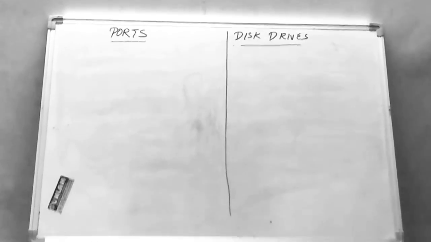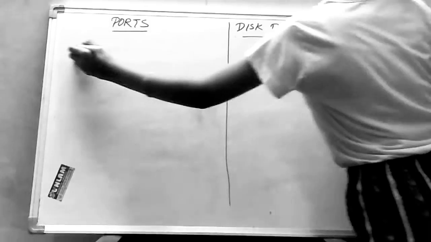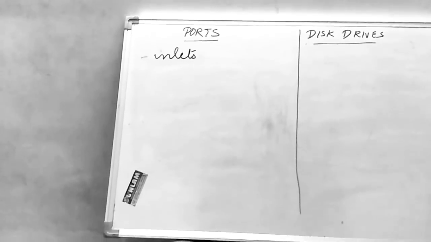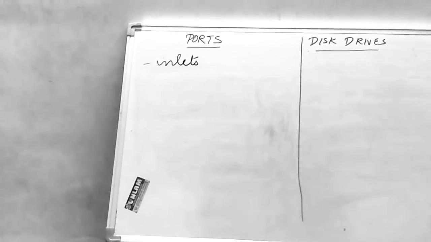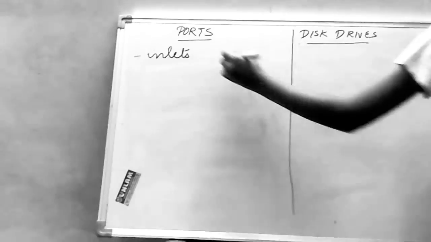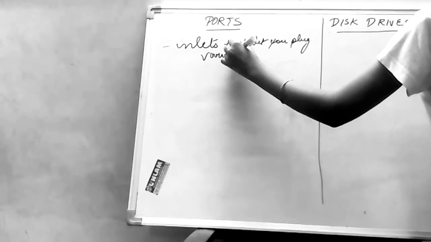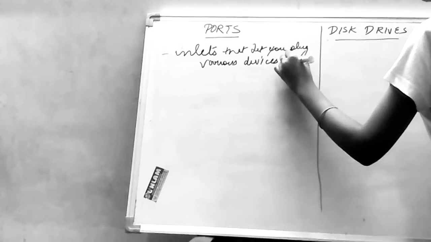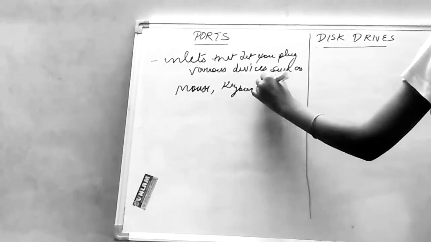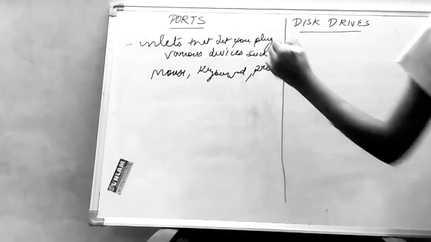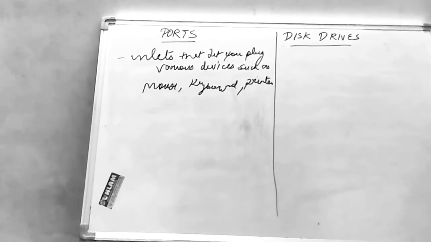The next component inside the CPU box is ports. They are the inlets present in the CPU. These are the inlets that let you plug in various devices such as a mouse, keyboard, or printer, etc.